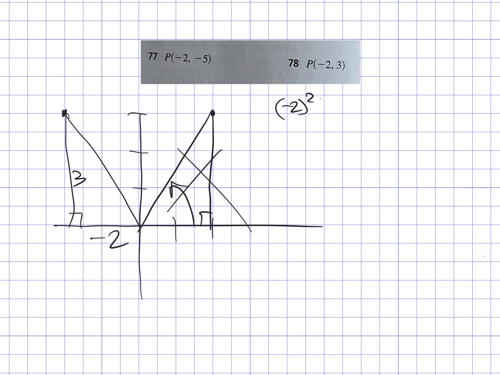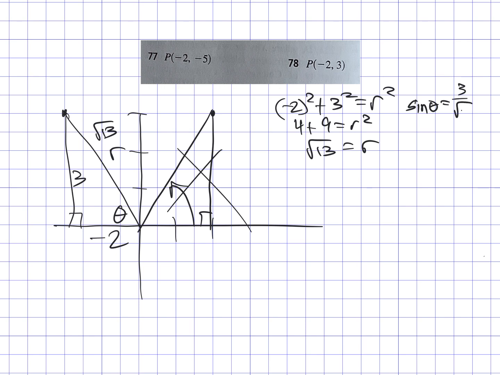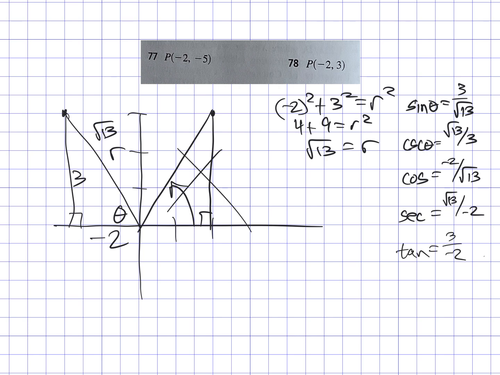So negative 2 squared plus 3 squared equals your radius squared. So 4 plus 9. So the square root of 13 is R. Sine of theta is opposite leg over hypotenuse. So the cosecant is the reciprocal. Cosine is the adjacent leg over hypotenuse. Secant is the reciprocal. And the tangent, opposite leg over adjacent. And the cotangent is the reciprocal.